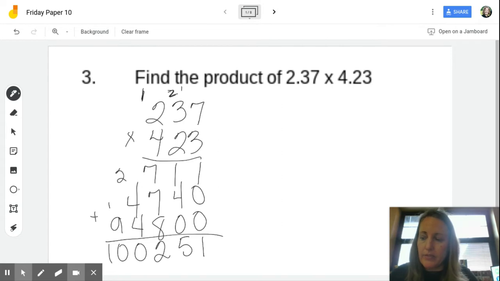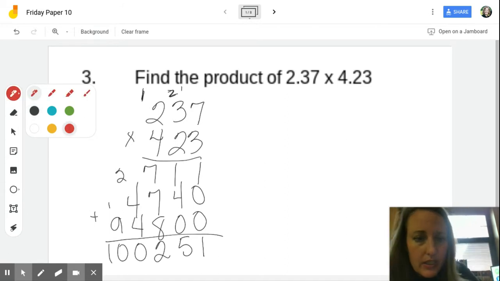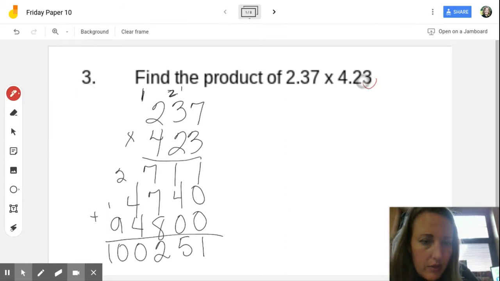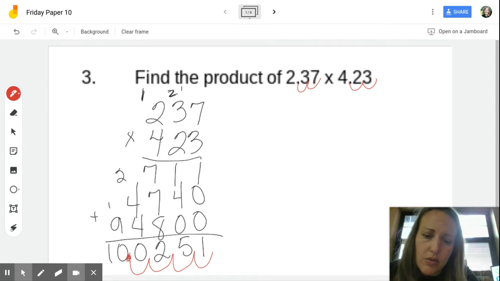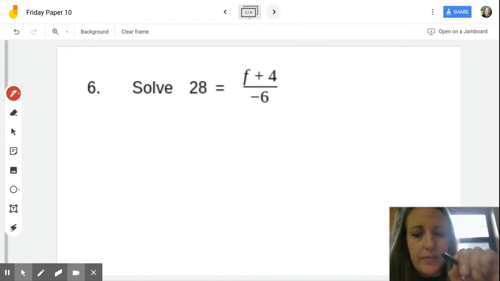I have to figure out where to put my decimal. So I have a total of, counting decimal places after the whole number, 1, 2, 3, 4. 1, 2, 3, 4. My answer is 10 and 251 10,000ths. Okay, let's go to the next one.